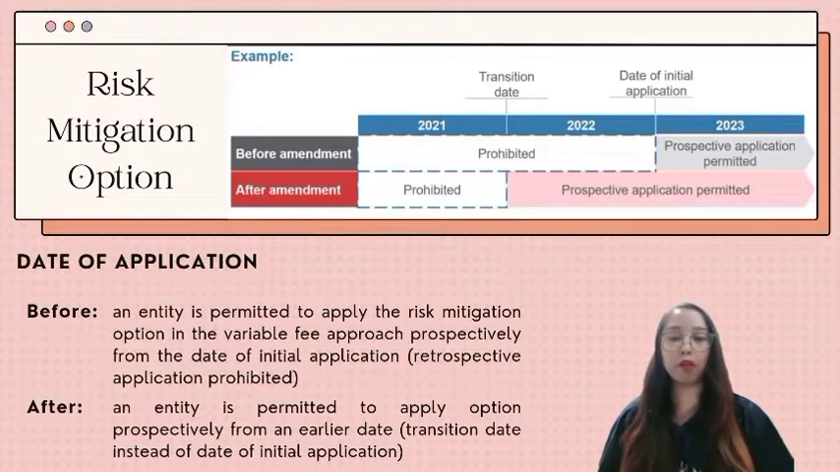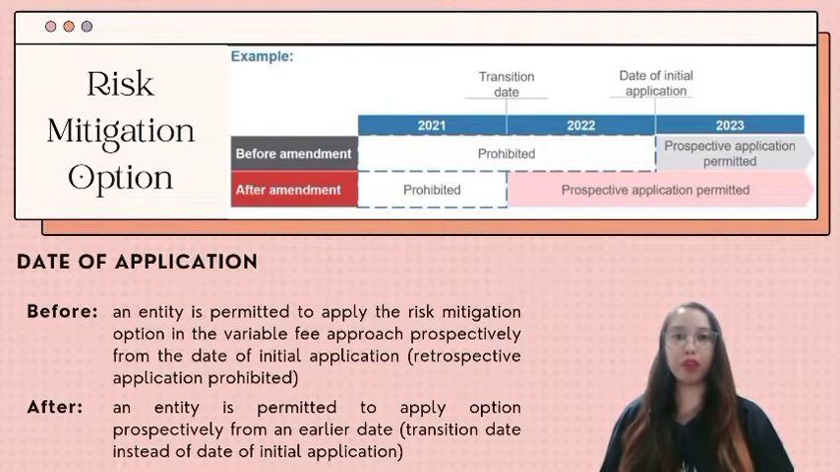So, pinagbabawal po ng IFRS 17 ang pag-a-apply ng risk mitigation option retrospectively kasi may risk daw po dito ng paggamit ng hindsight. May mga concerns po about sa prohibition na ito and isa nga po dito ay magre-result daw po ito sa inconsistency regarding sa treatment po ng risk mitigation activities before and after po ng transition. And in response po sa concerns na to, gumawa po ng dalawang amendments yung board.